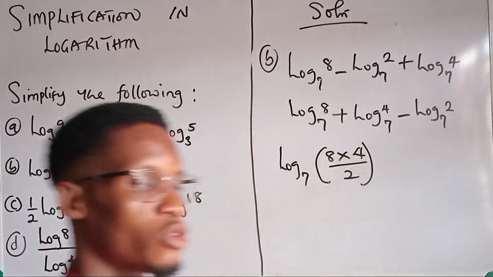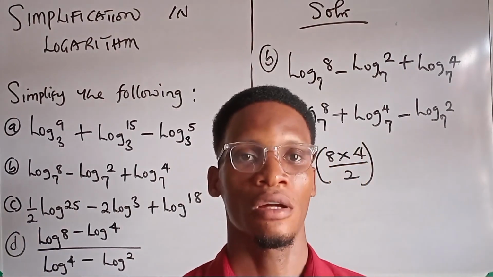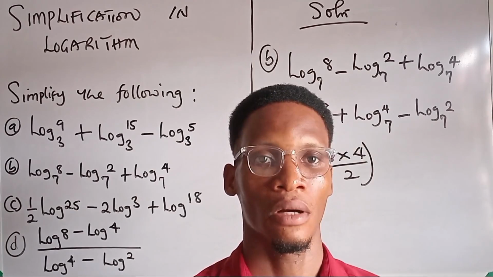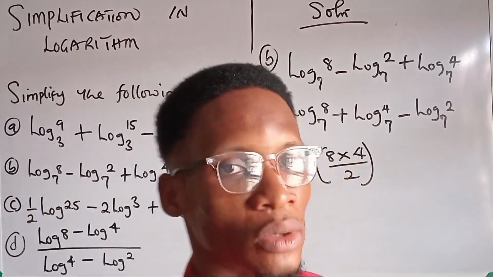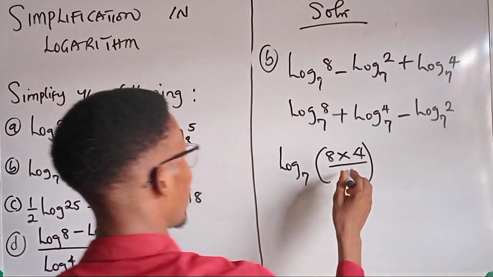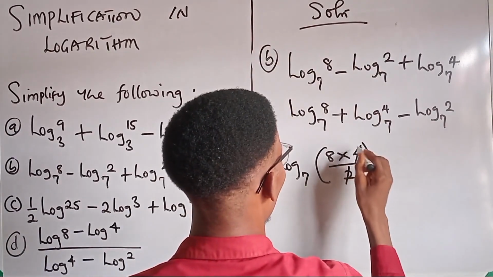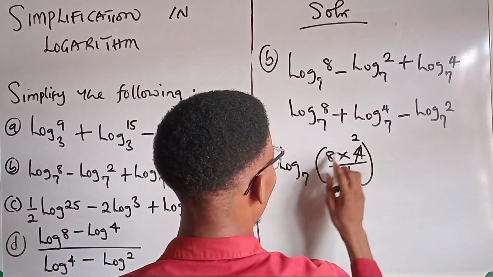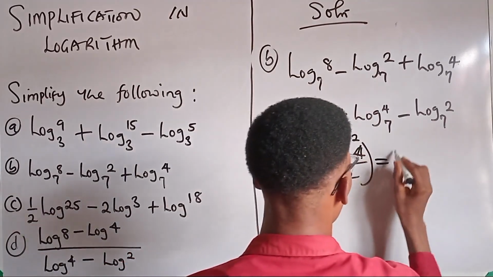That's the method you should apply when you are solving logarithm of this type. All right. So the next thing you do is you divide 4 by 2, then you are going to get 2. 8 times 2 is 16. This will give us log of what?